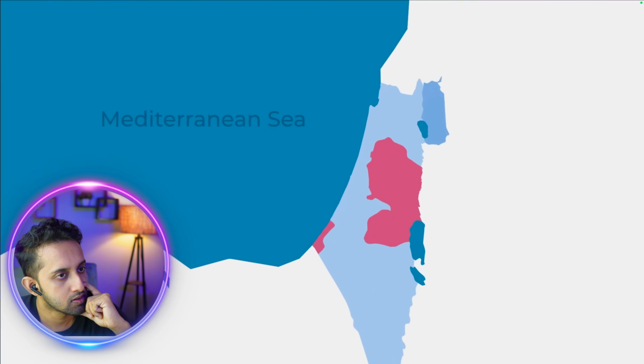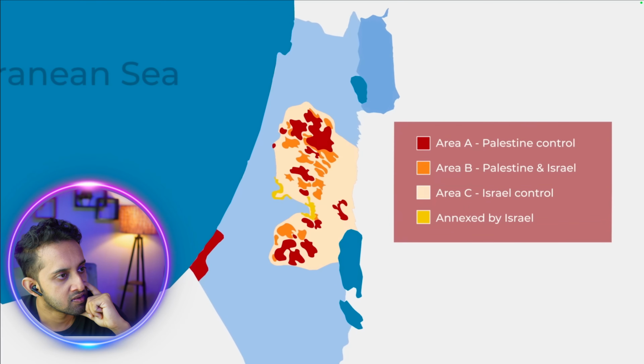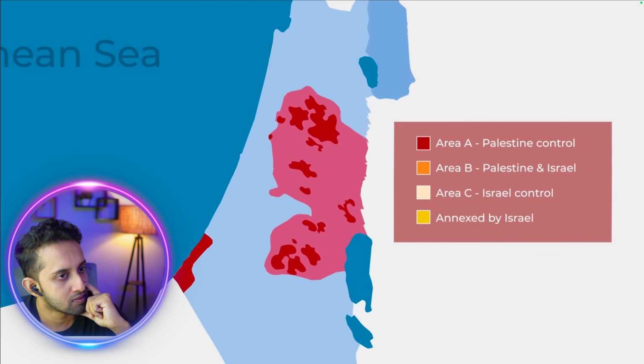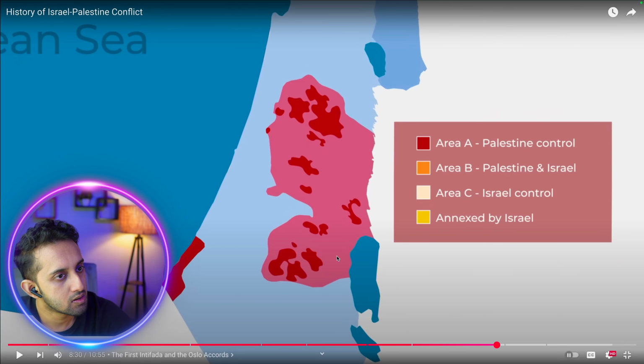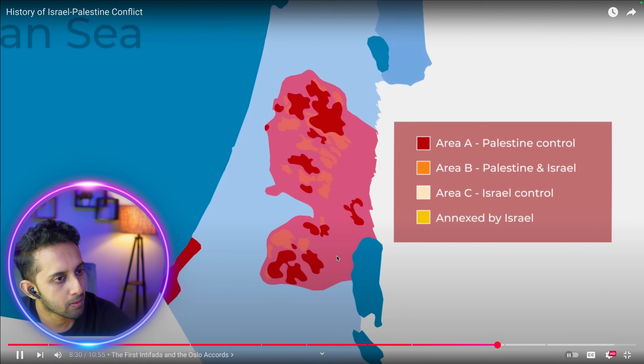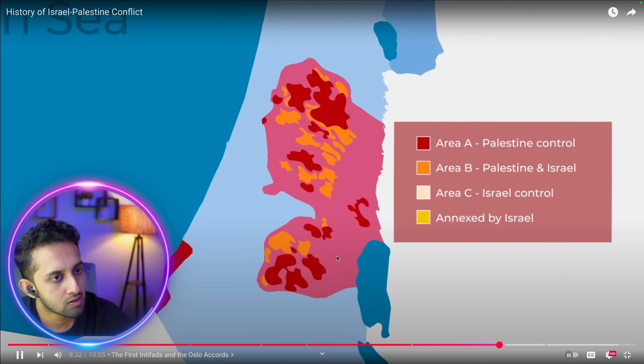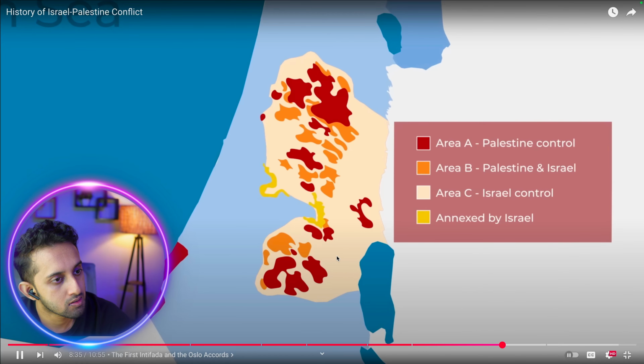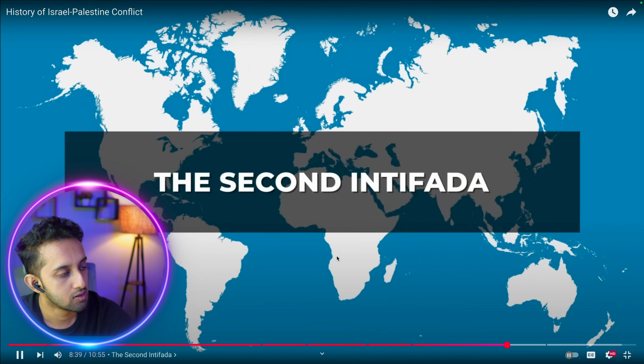According to the Oslo Accords, the West Bank was divided into 3 areas. Area A was exclusively controlled by the Palestinians. Area B was controlled by both the Palestinians and Israel. Area C was fully controlled by Israel. Area C, where? Oh, really? Very interesting. The Second Intifada.